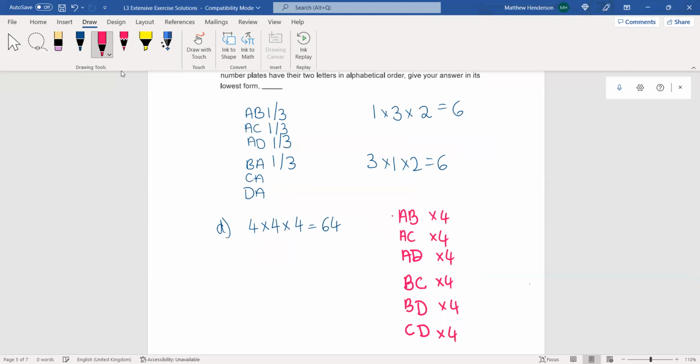So in total, I've got 1, 2, 3, 4, 5, 6 different combinations, and each of those will have 4 different numbers that follow. So that gives me 24 possible combinations. So as a fraction, 24 out of the 64 of these number plates fit the criteria of being in alphabetical order. And if we simplify by dividing by 8, we get 3/8.